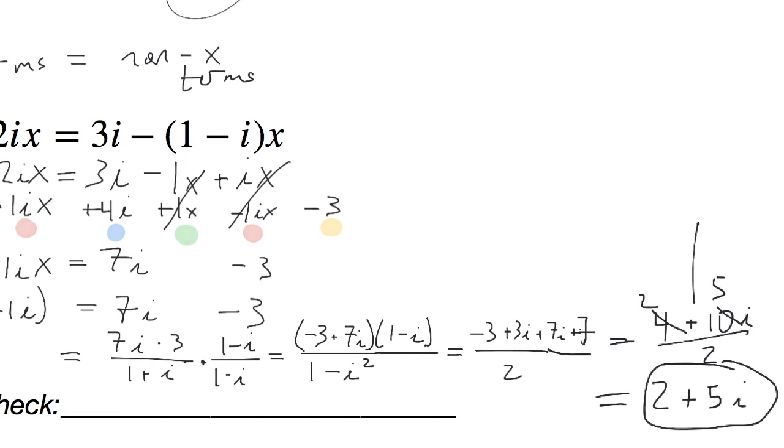Because remember that 4 plus 10i is the same thing as 2 times 2 plus 5i. And because they're both over 2, then we can cancel the 2. And this is what we get. 2 plus 5i.